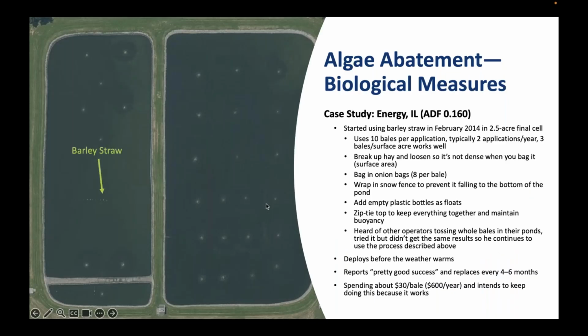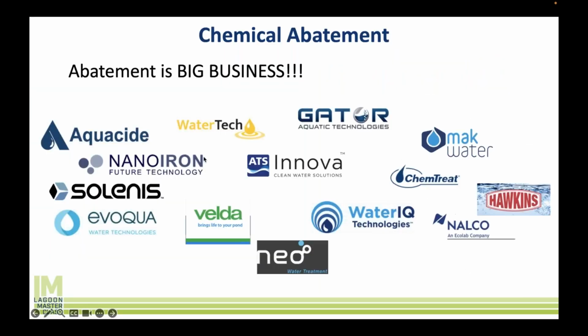So this is the case study here, Energy, Illinois. It's a 0.16 MGD system. The operator there utilizes barley straw. He's been doing it since 2014, so quite a while now. On his final cell, he just puts it in the secondary cell. He kind of lines it and strings it across. And he says he's had pretty good success with it. Quote unquote, pretty good success. So he likes it. Replaces it every 4 to 6 months. $30 per bale, about $600 a year. Pretty cheap, definitely, but it has been somewhat effective for him.